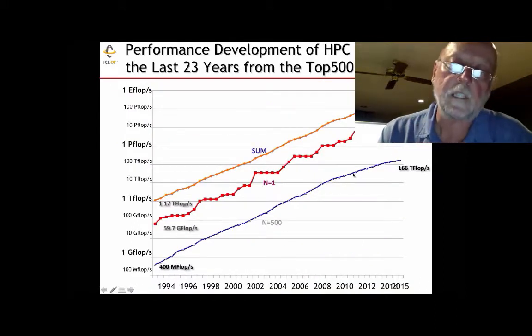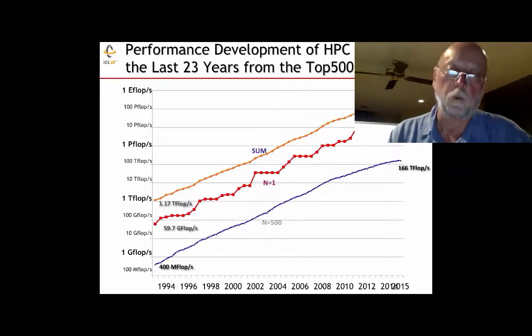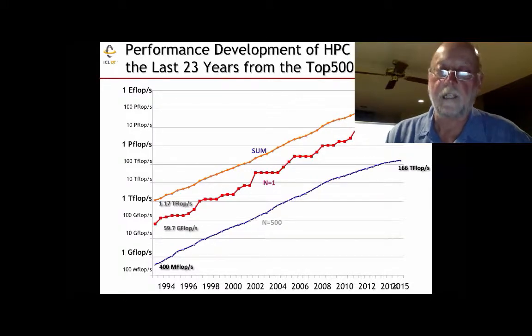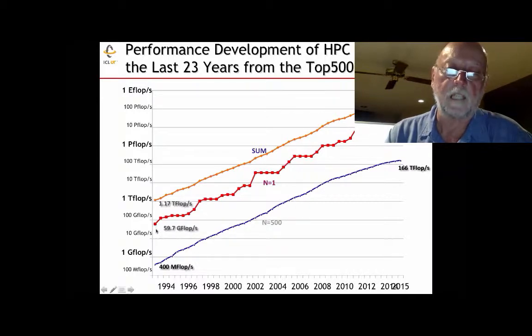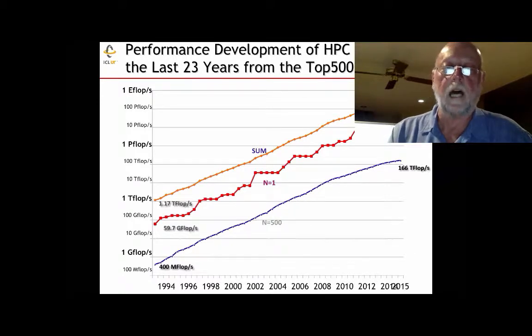Okay, so this graph presents, in some sense, a snapshot of high-performance computing over the last 23 years. It's a graph of the Top 500 list. The red line there is charting the number one computer. So back here in 1994, the fastest computer, this dot represents the fastest computer, and it was running at 60 gigaflops. So that's 60 billion floating point operations per second. And the floating point operations we're talking about here are all 64-bit operations.